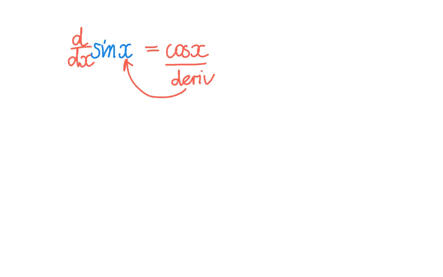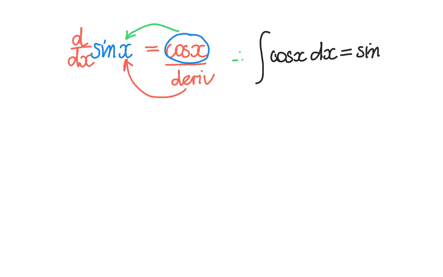So for the function cos of x, sine of x will be its antiderivative. Okay, which means that the antiderivative of cos of x with respect to x is sine of x plus c. I won't forget that.